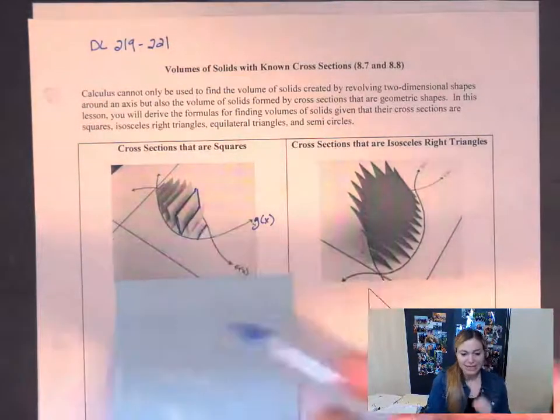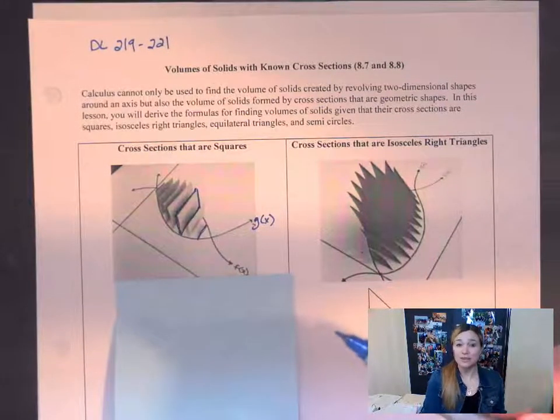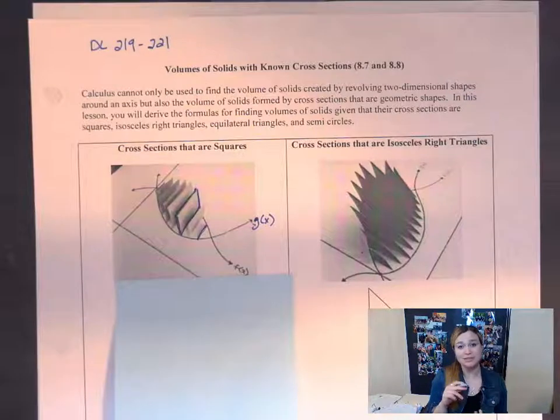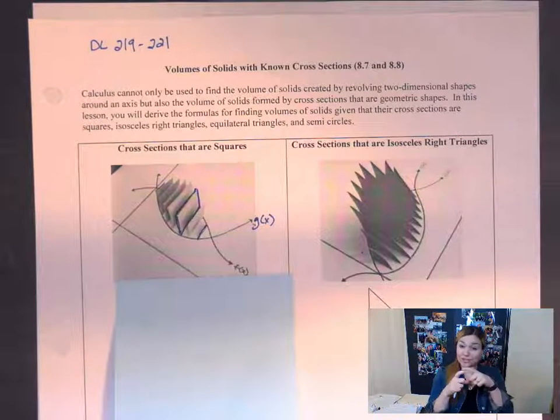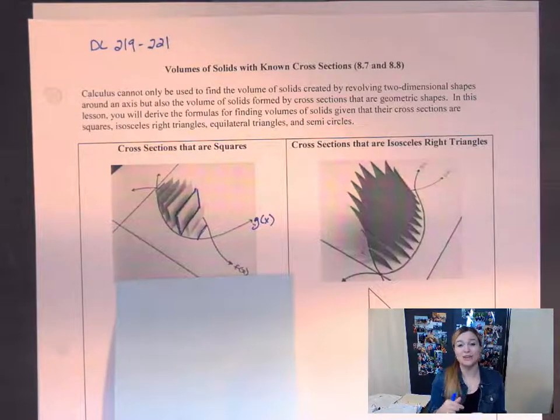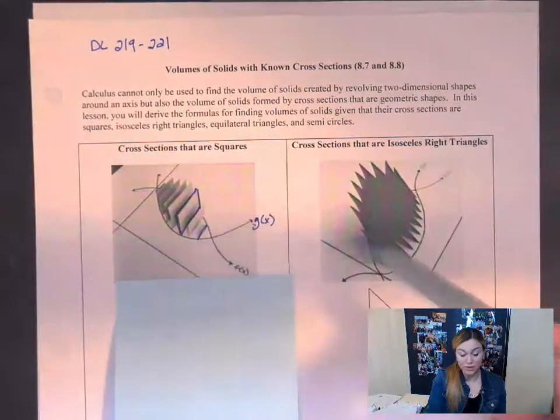So let's think, what do I actually want to do to find volume? Well, in the last section, when we were rotating around an axis, we took the area of a circle. So we took pi r squared, or if there was a hole in the center, pi r squared minus pi r squared, the outer minus the axis squared. We found the area of one circle, and then if you integrate pi r squared, you get back to volume. Same idea here. We're going to integrate the area of each of these cross sections, whatever they are.